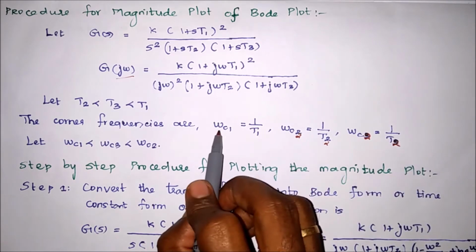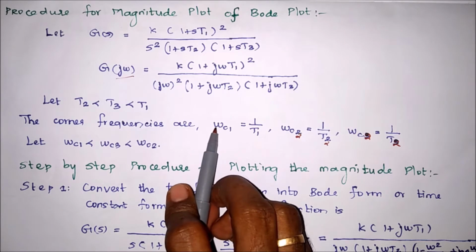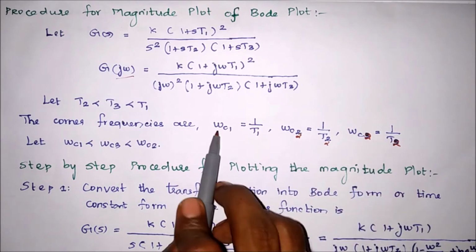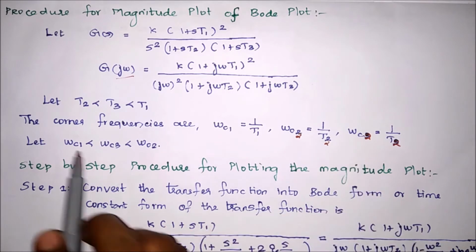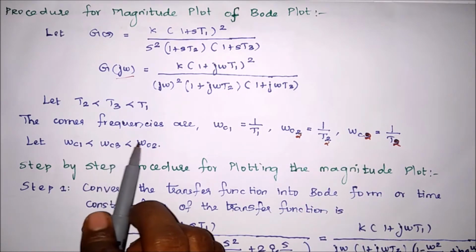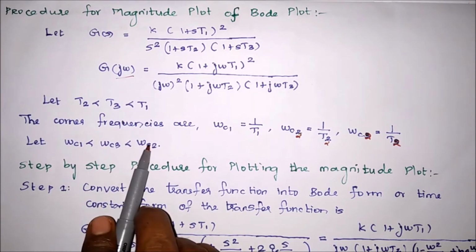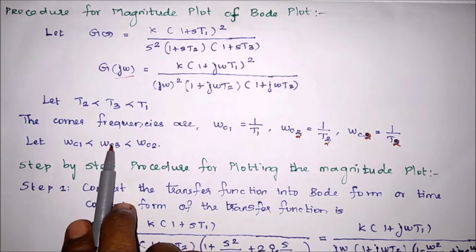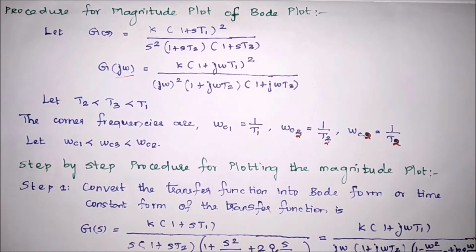So we have to identify the corner frequencies and list them in ascending order: the lowest one, then the next one, then the highest one. So ωc1 is less than ωc3, and ωc2 is greater than ωc3. This is the lower value, this is the higher value, and this is the middle value. Now we will see the step by step procedure for plotting the magnitude plot.